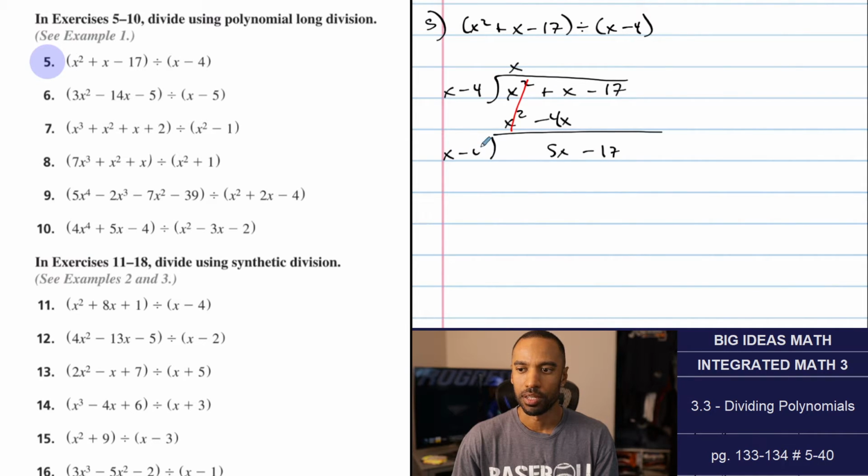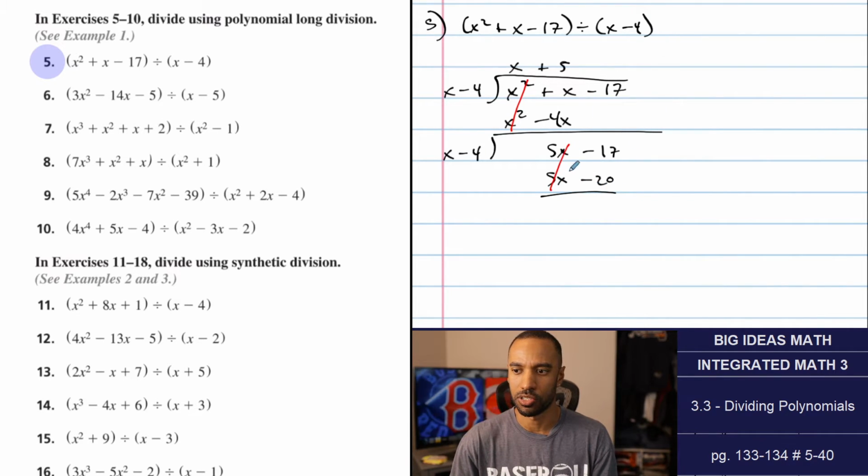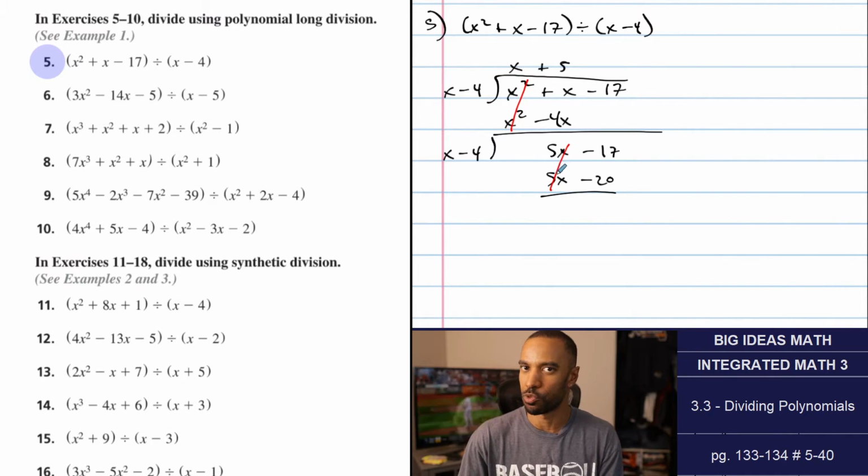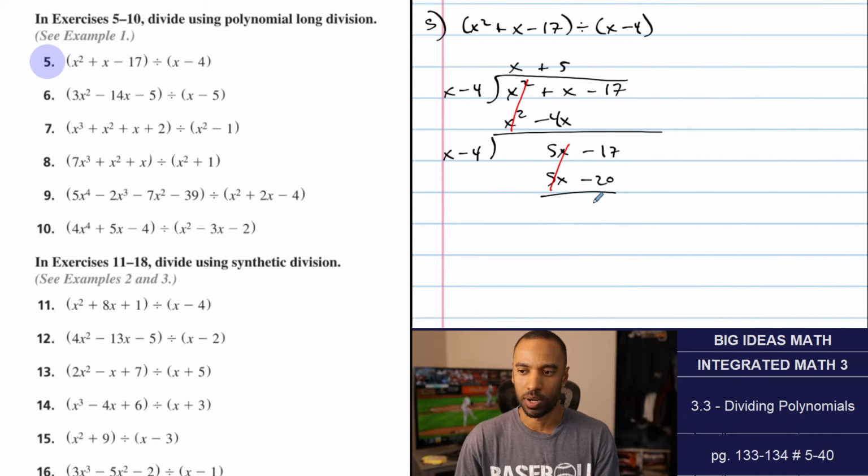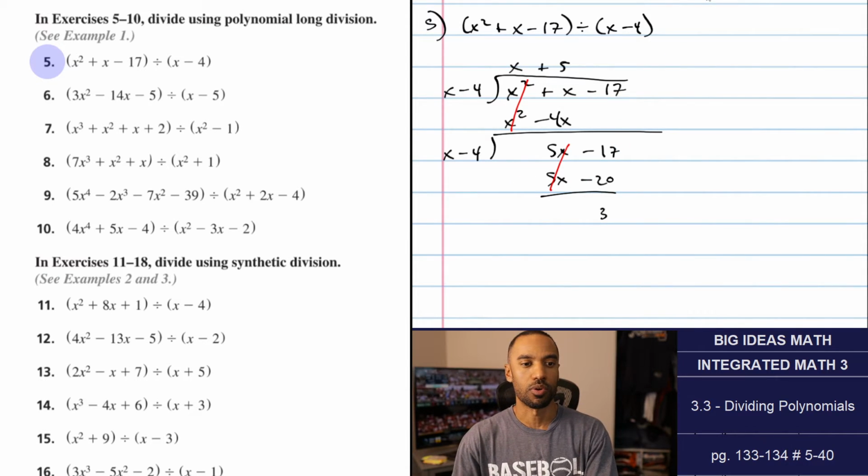We continue forward. x can go into 5x as well. It goes into it 5 times. x times 5 is 5x. Negative 4 times 5 is negative 20. And keep in mind, we are subtracting here as these cancel. You don't do negative 17 minus 20, but negative 17 minus negative 20, which is negative 17 plus 20, which is 3. Now, remember, some teachers might put a minus here and a plus here and change all their signs. I do not. It's just a thing I don't do. There's a remainder of 3.